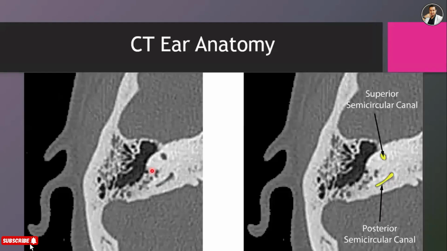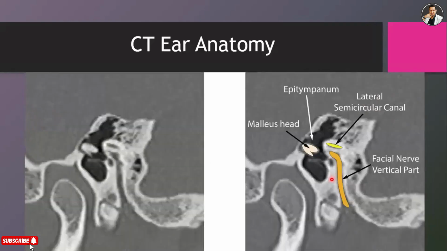These images are new from our net. The resolution of these images is very low. These images will be of higher resolution. This is the superior semicircular canal. This is the posterior semicircular canal. This is the epitympanum. This is the malleus head.